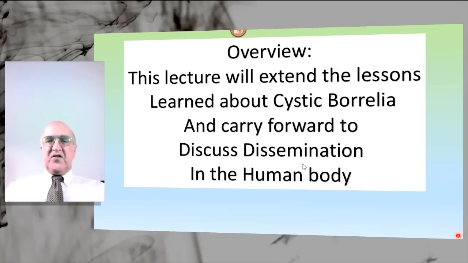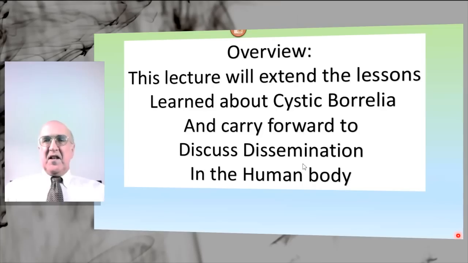So as an overview, we will extend the lessons learned from cystic Borrelia and carry these forward to dissemination. Remember that Borrelia infections are acquired in a blood-to-blood scenario, and that means that the infection is first carried by the blood of a small mammal or a large mammal. The tick takes a blood meal. For a time, the spirochetes then live inside the tick gut, and then if fate has it, the tick will feed on the human and transmit the infection, the spirochetes or other forms of Borrelia, into the human bloodstream.